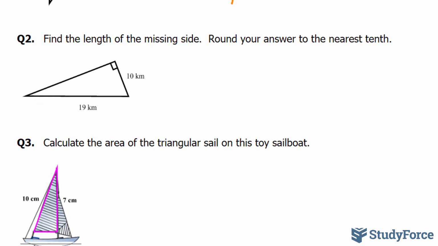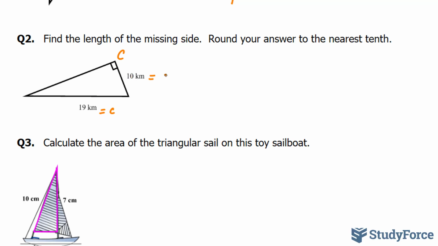Moving on to question 2. Find the length of the missing side. Round your answer to the nearest tenth. Now this time, unlike before, we are given c. c is the hypotenuse, and it's right across the 90-degree angle. This can be either a or b, really doesn't matter.